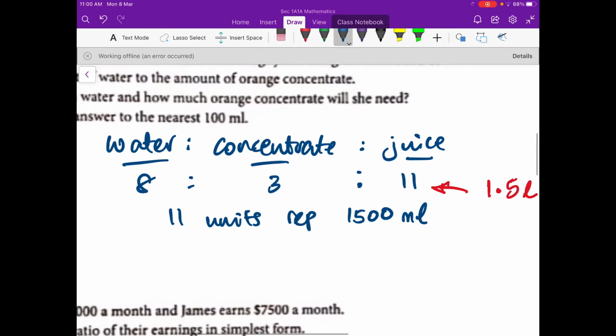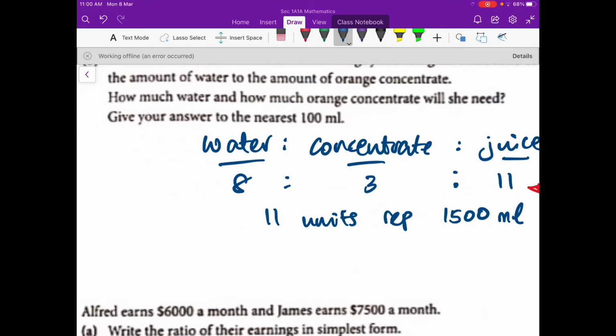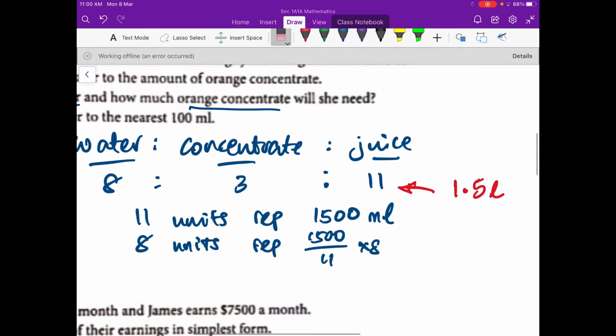Then, I want the amount of water and orange concentrate. So, water requires 8 parts, 8 units. Represent 1,500 divided by 11 multiplied by 8. Always keep on practicing. 1,500 over 11, do the division, then you multiply by 8. You can use your calculator for this. Let's see what we get.